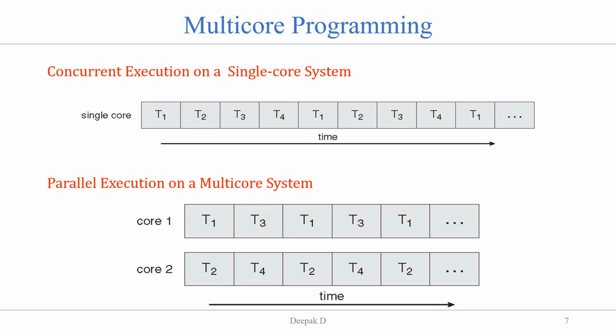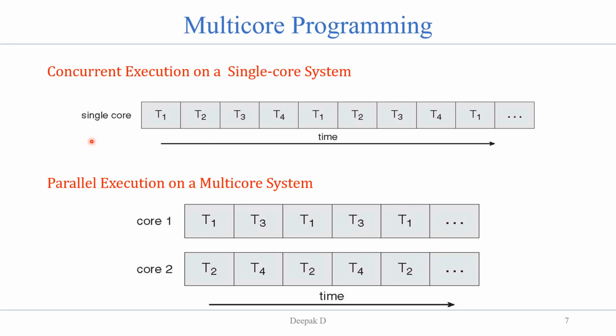So what is the advantage of multi-threaded programming? Multi-threaded programming provides a mechanism for more efficient use of these multiple cores and also improves concurrency. Let's take an example of concurrent execution on a single core system. Assume that you have an application with 4 threads.